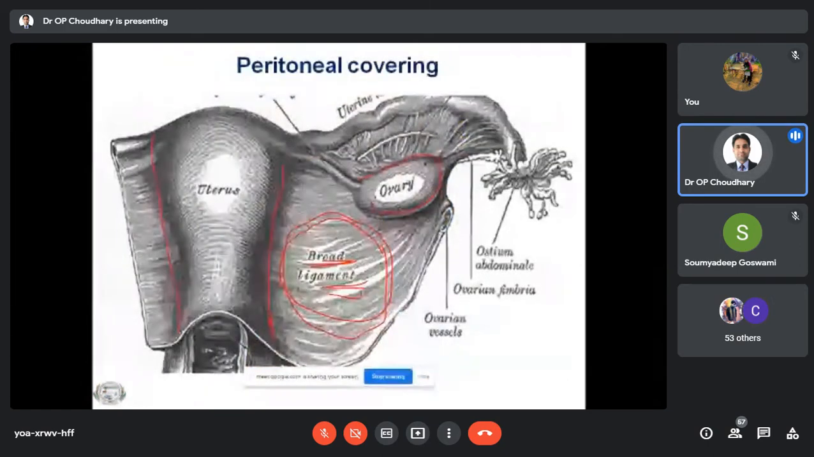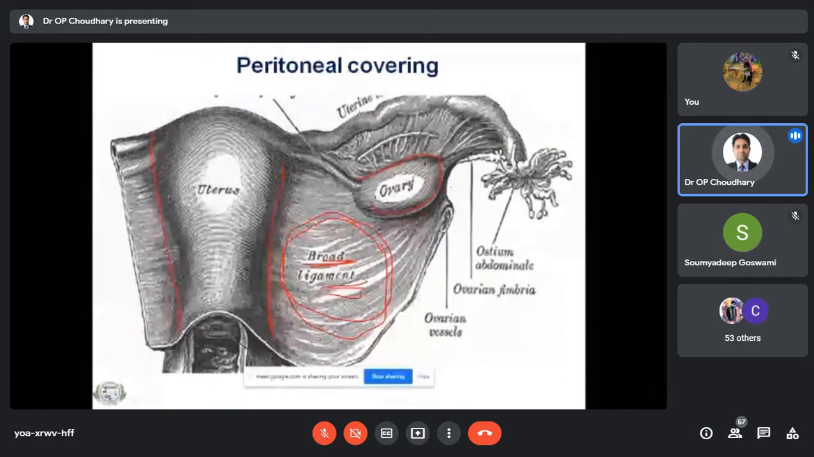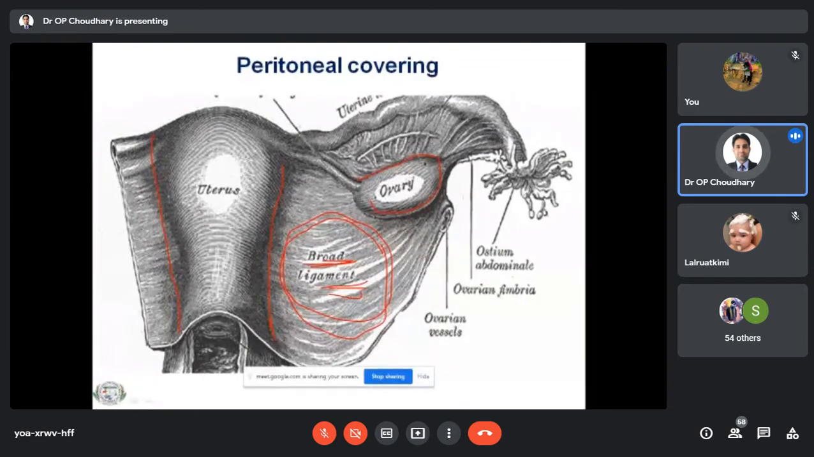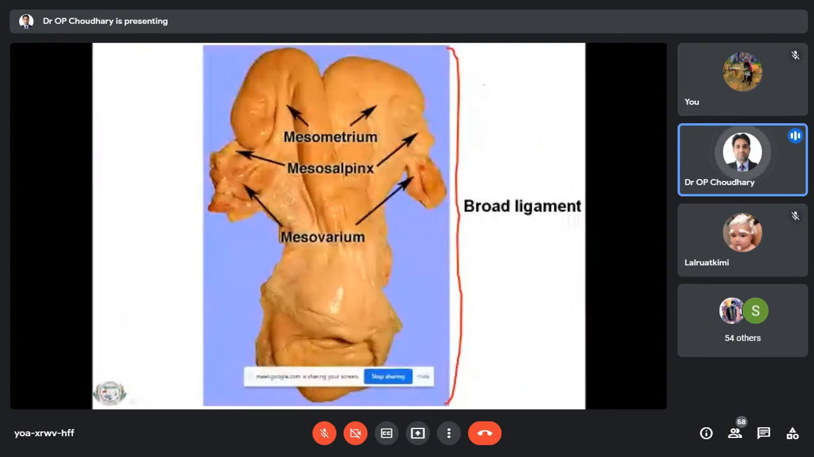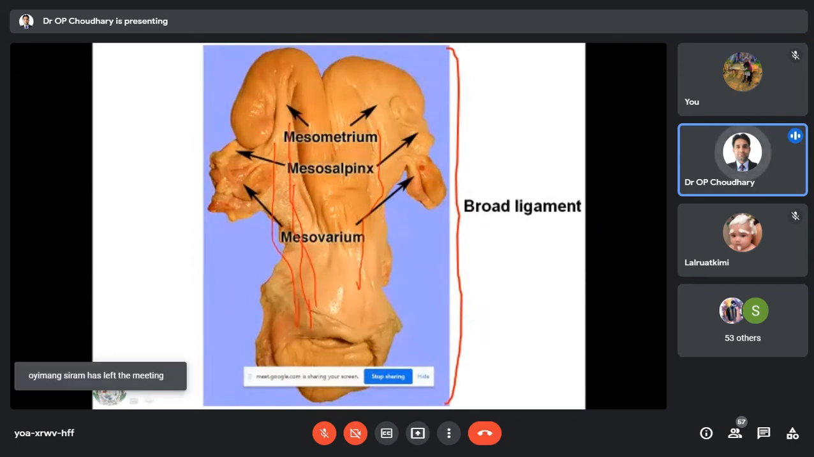Each individual part is connected with a part of the broad ligament: the ovary, the oviduct, and the uterus. So this whole is the broad ligament. Whatever is present here, this is the broad ligament. Broad ligament is the covering of the peritoneum that covers the ovary, oviduct, and the uterus together. That is called as broad ligament.